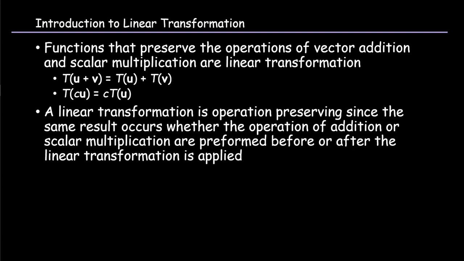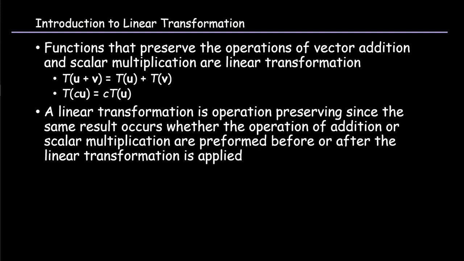And for the second equation, on the left side we have the scalar multiplication applied first, and then the linear transformation. And then on the right side, we have the scalar multiplied by the linear transformation. In other words, because multiplication is kind of like commutative, you can do the transformation of the vector first and then multiply by the scalar.